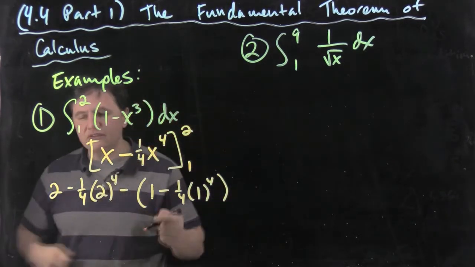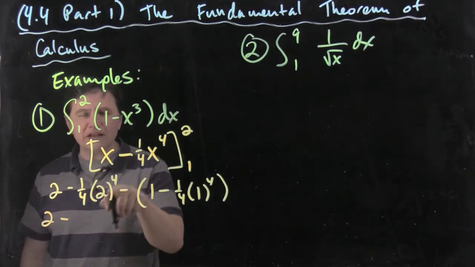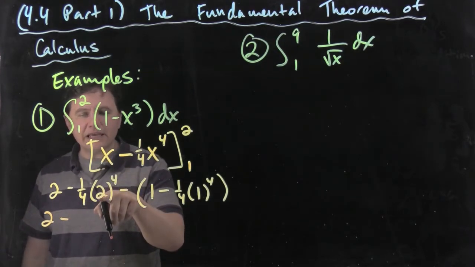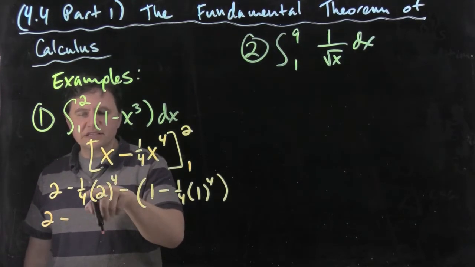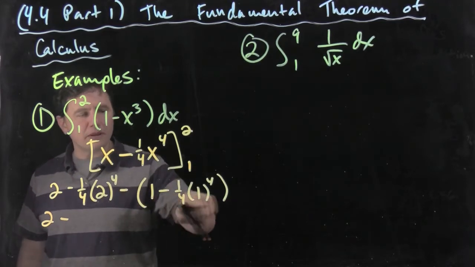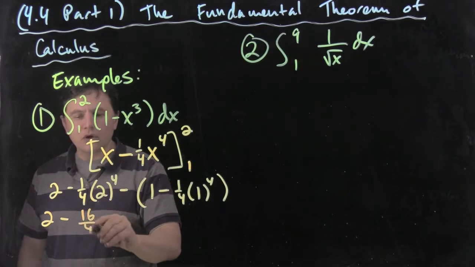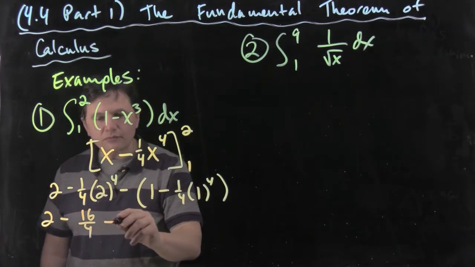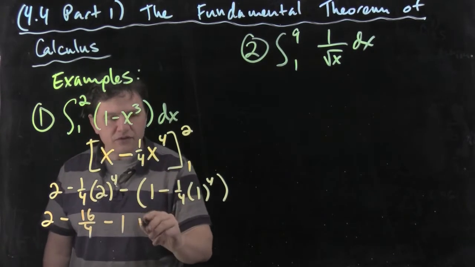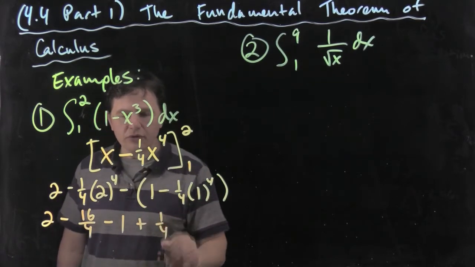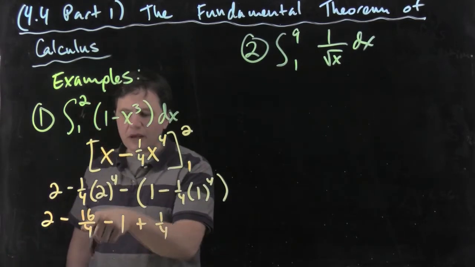Okay, so let's calculate this now. This will be 2 minus, 2 to the 4th is 16 over 4. I know that's 4, but let me point out at some point I'm going to have to deal with that fraction, so I'll leave it in the form of 16 over 4. Minus 1, I'm just doing this negative, plus, and then this will be 1/4, okay? So as I talked about, that's why I left it like this.